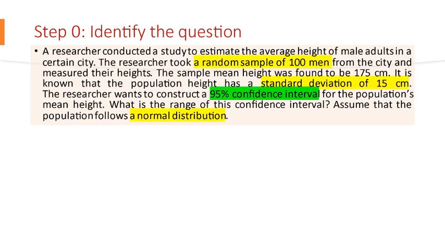Step 0. Identify the question. We first verify whether the question satisfies the Z procedure. 1. The data is an SRS of size n equals 100. 2. The population follows a normal distribution. 3. We do not know mean mu but we know the population standard deviation sigma equals 15 centimeters. Then, we can calculate the 95% confidence interval under the Z procedure.